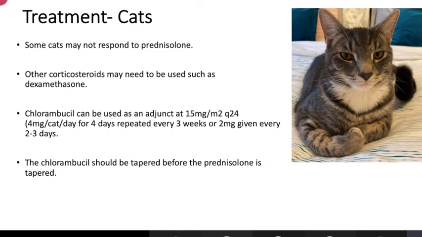And it does depend on your cat size to which one of these you use. Otherwise, you can also give 2 mg every 2 to 3 days. And then ideally, we want to taper that chlorambucil before our prednisolone.